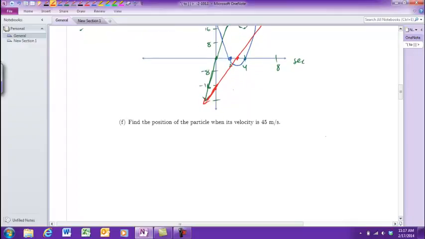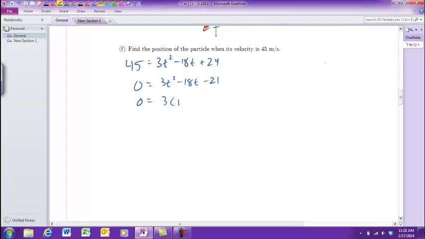And then the last one is find the position of the particle when its velocity is 45 meters per second. What I'm doing is I'm just going to take 45 and I'm going to set it equal to the velocity function, which is 3t squared minus 18t plus 24. Subtract the 45 over: 3t squared minus 18t minus 21. Again, I could use the quadratic formula, or I could factor. This will be 3 times t squared minus 6t minus 7. That factors to be 3 times t plus 1 times t minus 7.